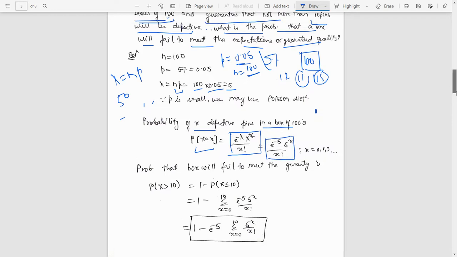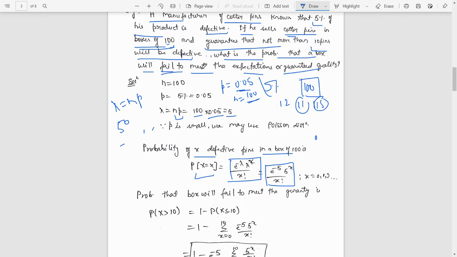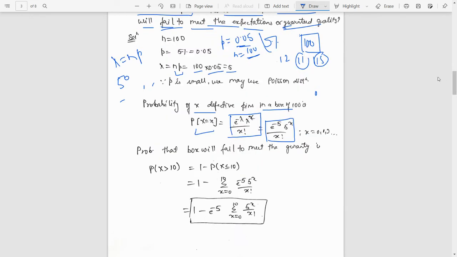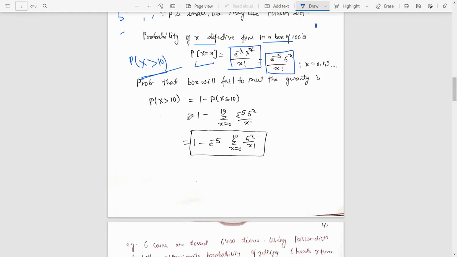Now we are talking about the probability that we will fail to meet the expectations or guaranteed quality. If more than 10 pins are defective, in that particular case the box is going to fail the quality. So we are interested in finding the probability that x, the number of defective pins, is greater than 10. This can be broken down into 1 minus probability of x less than or equal to 10, because these two events are mutually exclusive.